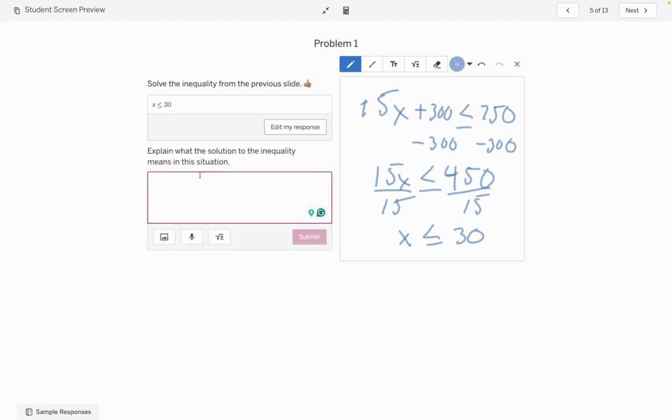Submit. And then what does this mean? It means each uniform needs to cost $30 or less.